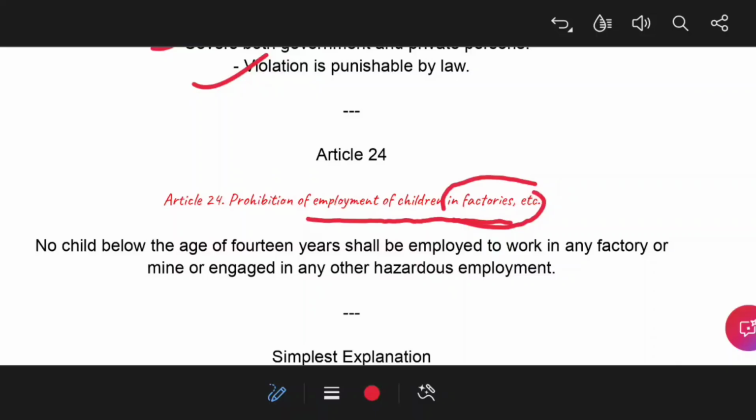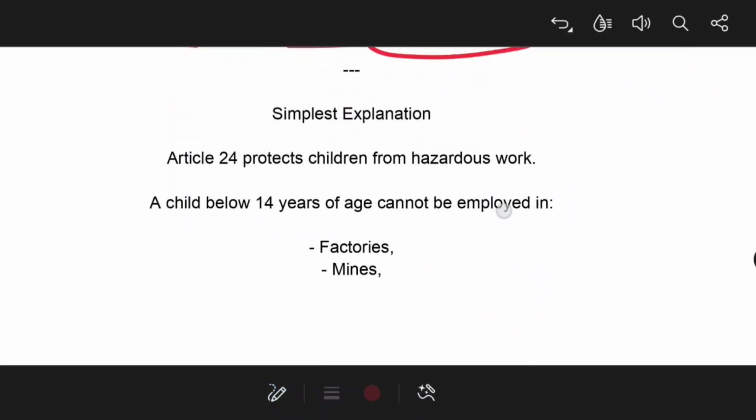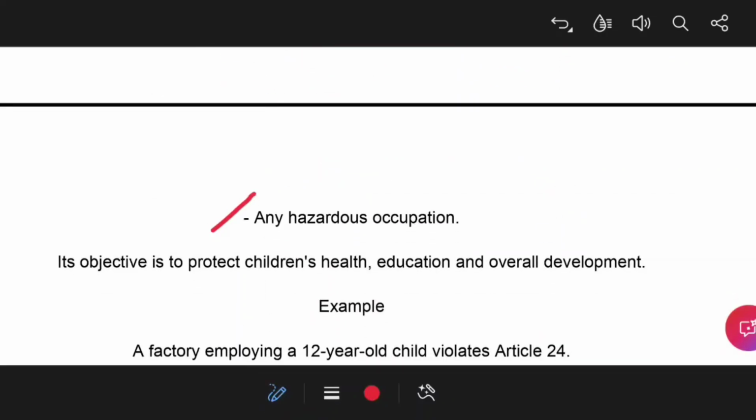But they can be engaged in non-hazardous activity in their homes. Okay. Now, no child below the age of 14 years shall be employed to work in any factory or mine or engaged in other hazardous employment. Okay, so Article 24 protects children from hazardous work, not non-hazardous work. If a child is below 14 years of age, they can't be employed in factories, mines, or any hazardous occupation.